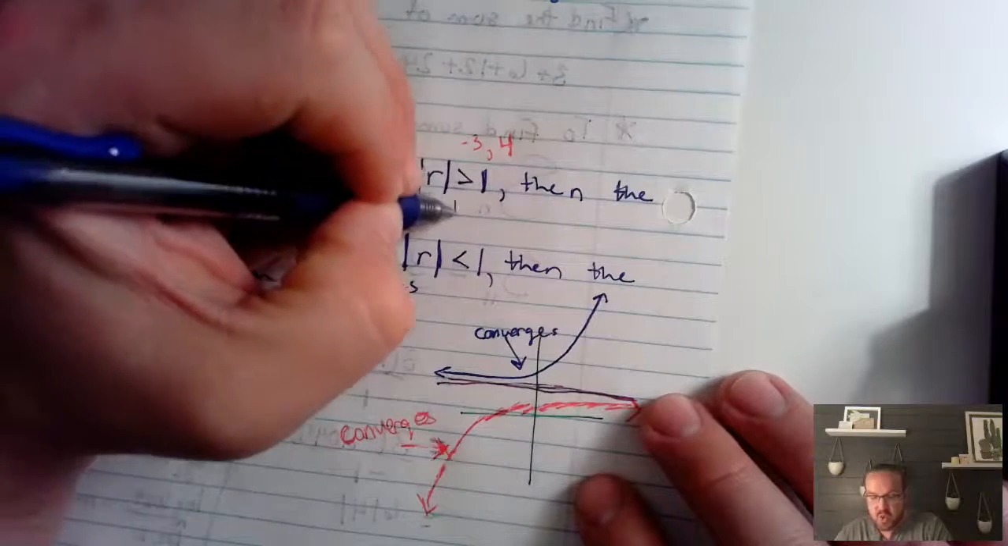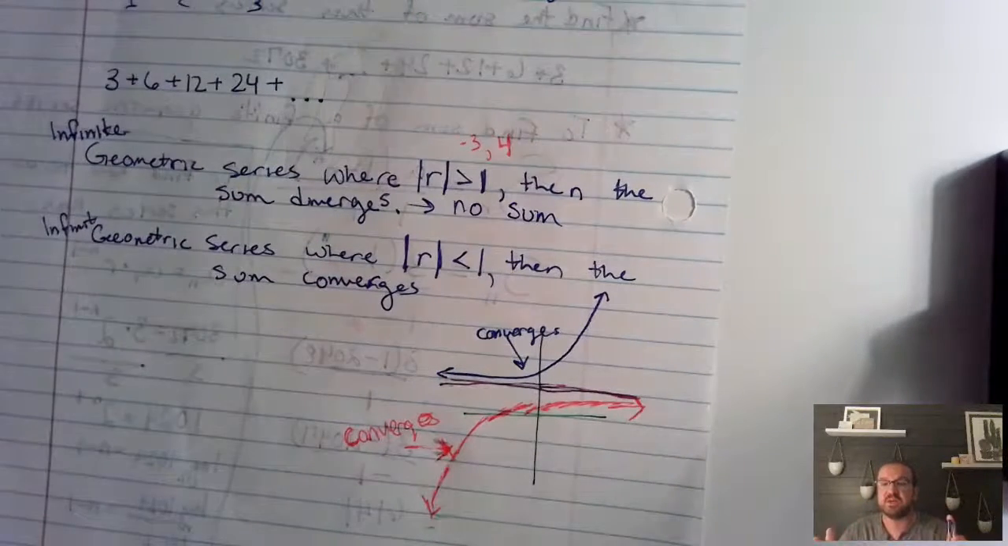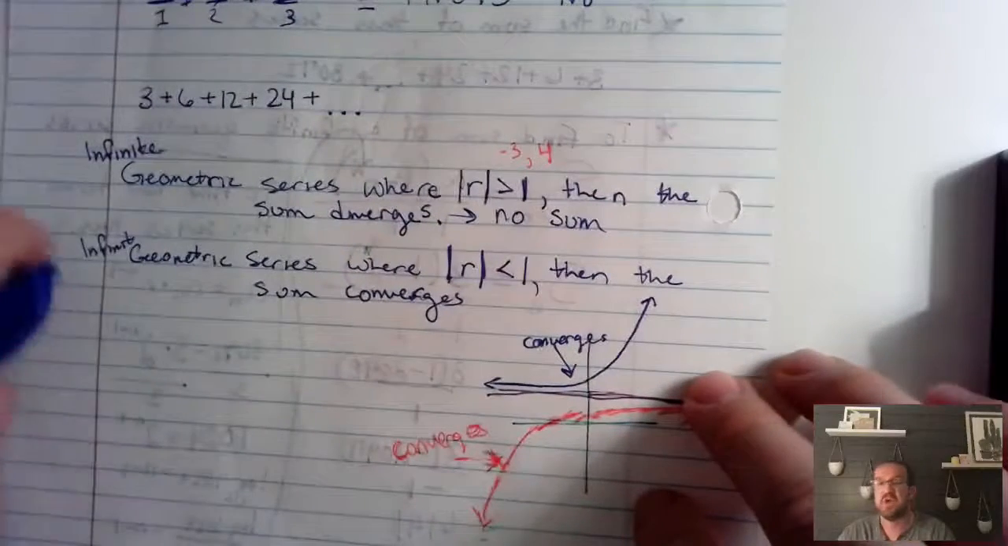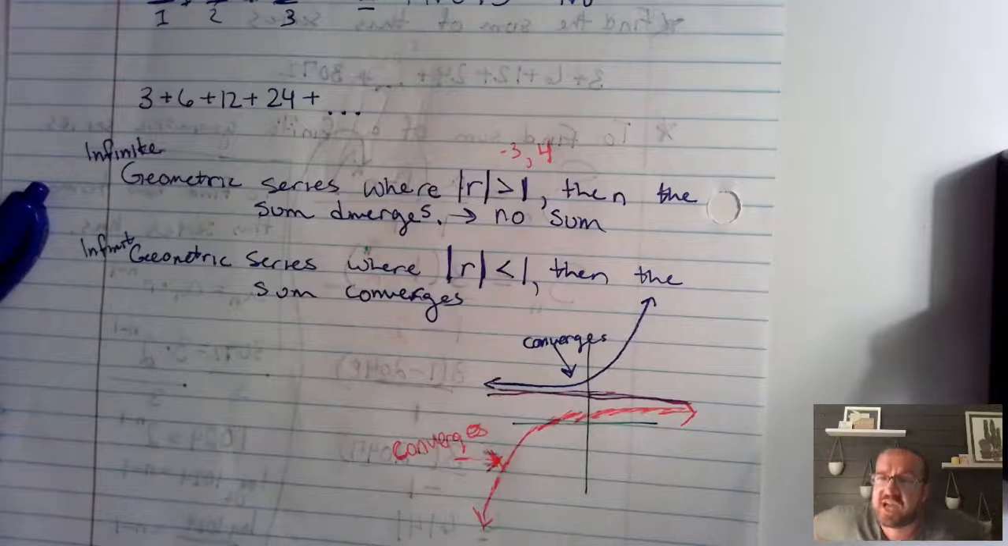That's what happens when we have this idea right here. There is no sum to an infinite geometric series that diverges. There is one for a series that converges, but we're not going to talk about that here. So if you see an infinite series, just ask, does it converge or diverge? That's a good question to ask yourself. If it diverges, there is no sum.